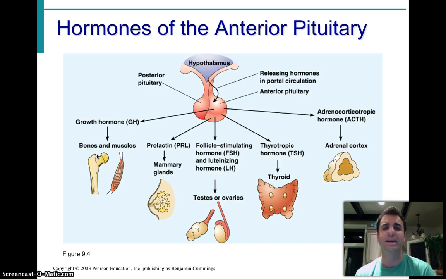TSH, thyrotropic hormone, or thyroid stimulating hormone. A lot of people call it thyroid stimulating hormone, not thyrotropic hormone, but it triggers the thyroid to release hormones. TSH is a tropic hormone, as you can tell. And then we have ACTH, adrenocorticotropic hormone. It's also a tropic hormone. In fact, it affects the adrenal cortex. That's the whitish region out here, and we'll talk about how the adrenal cortex works. So there is 1, 2, 3, 4, 5, 6 hormones, all from the anterior pituitary.